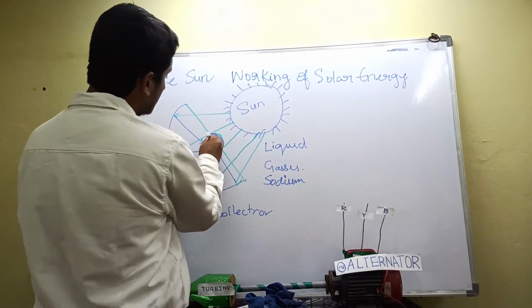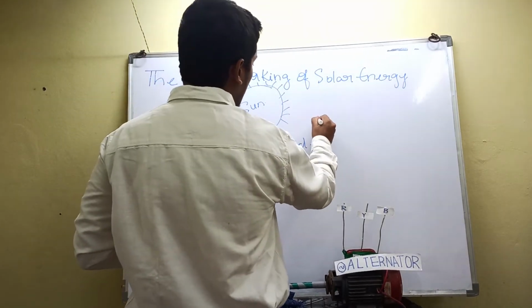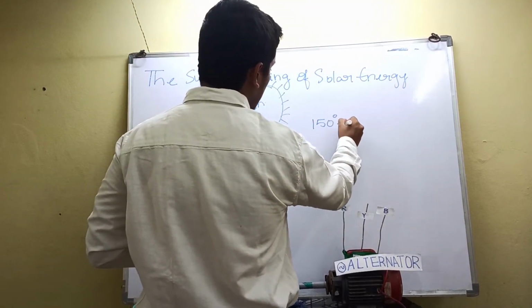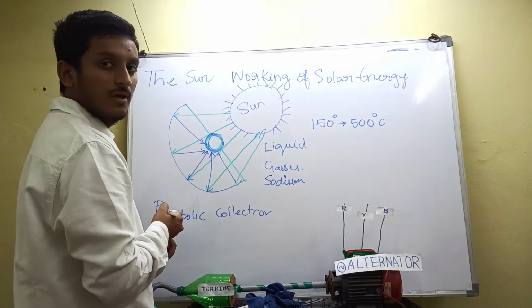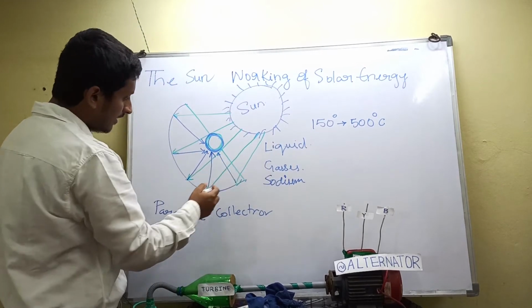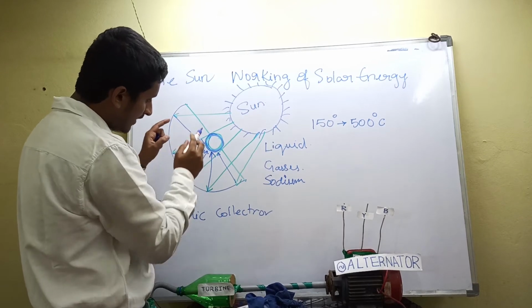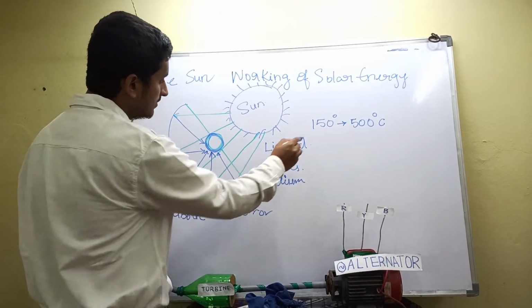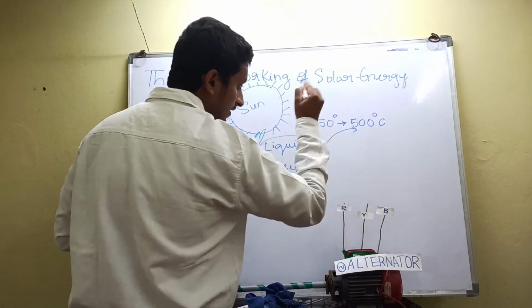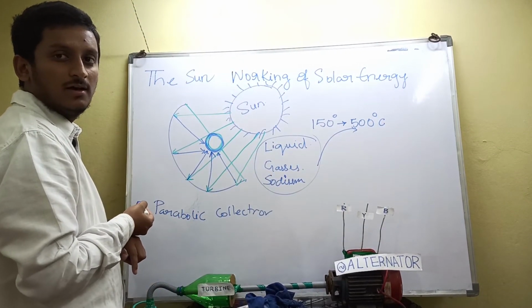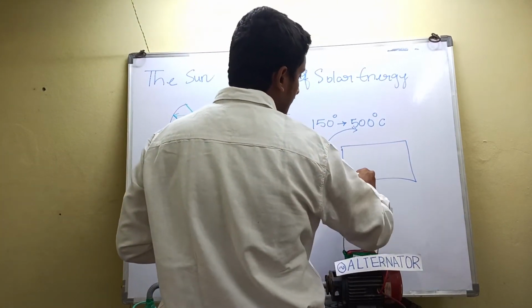Now, the function of the cylinder is to increase the temperature from 150 degrees to 500 degrees centigrade. Why? Because the sun's radiation is now collected and placed in such a manner that the cylinder is consistently heated, and because of these liquids and gases, the temperature is further increased to 500 degrees centigrade. After this, we will have a storage element.